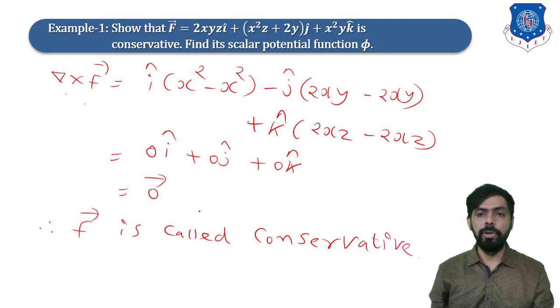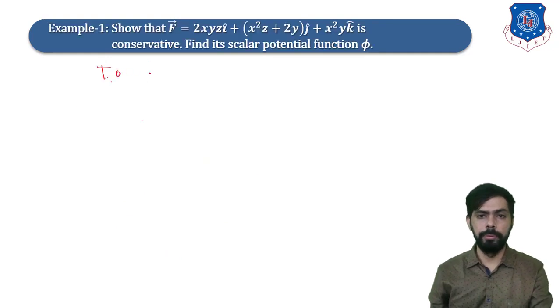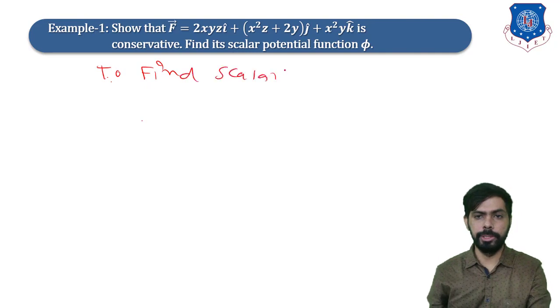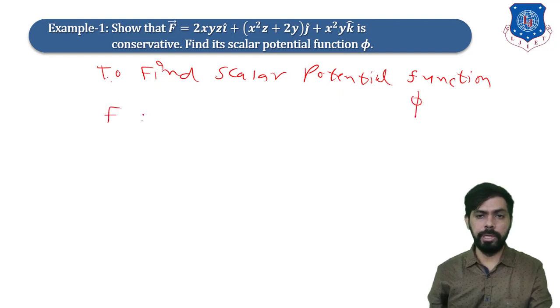Clear? Now we will find its scalar potential phi. So to find the scalar potential, the function phi, we know that curl of f is equal to 0 vector, therefore f is equal to gradient phi.